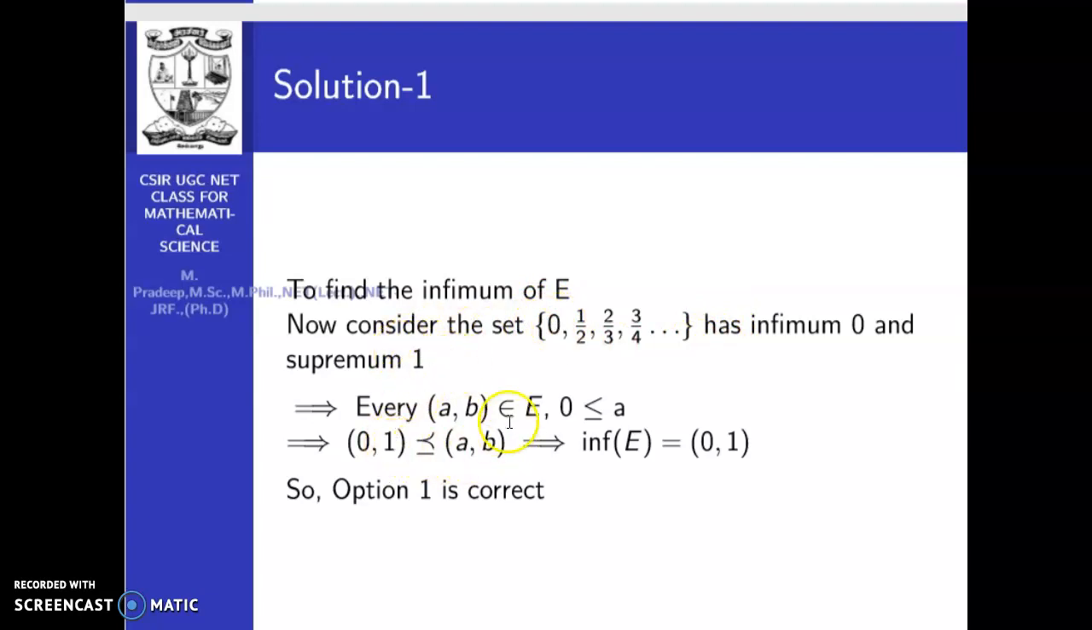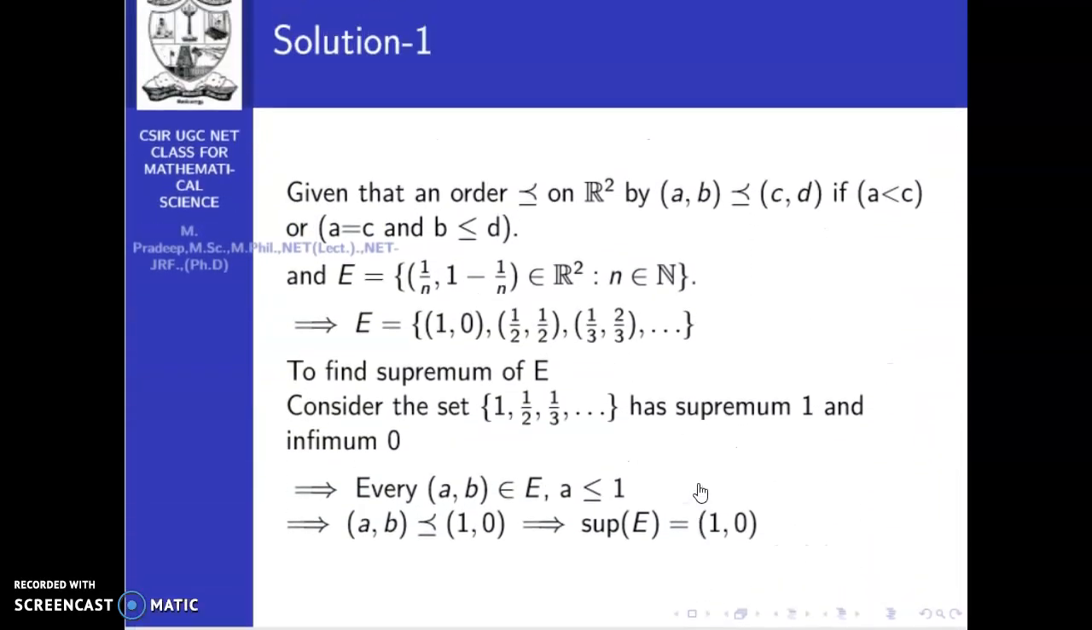So for every (a, b) belonging to E, 0 is less than a. 0 is less than a means (0, 1) is ordered with (a, b), because 0 is less than a. So it satisfies the first condition. So it's the infimum: for every element (a, b), (0, 1) is less than or equal to (a, b), which means the infimum of E equals (0, 1). So the conclusion is that the infimum of E equals (0, 1) and the supremum of E equals (1, 0).